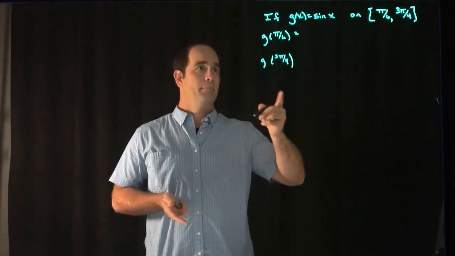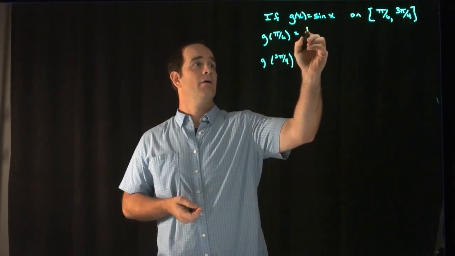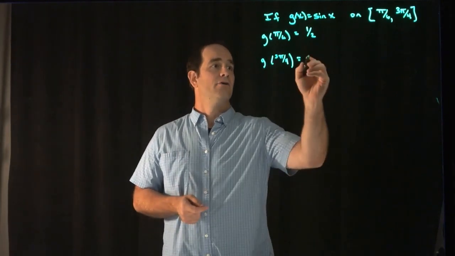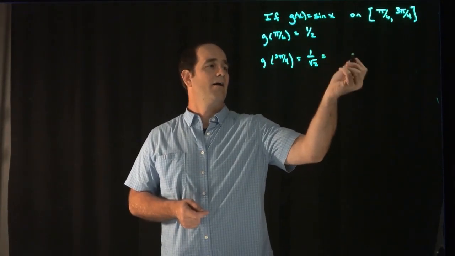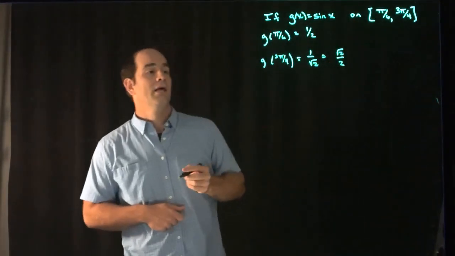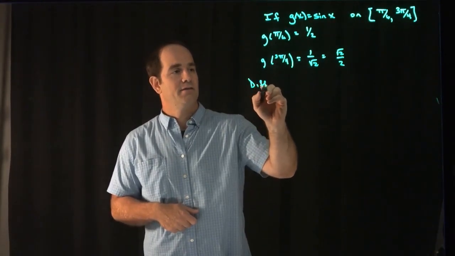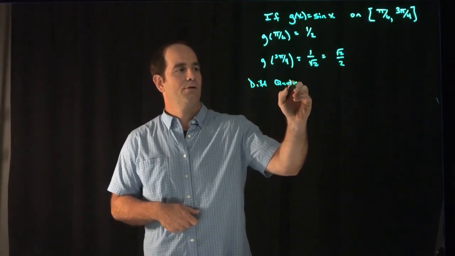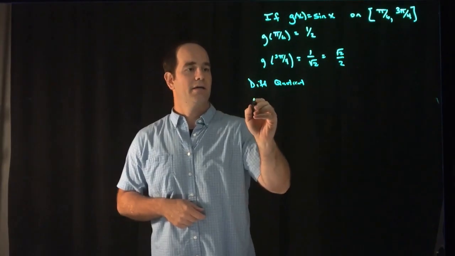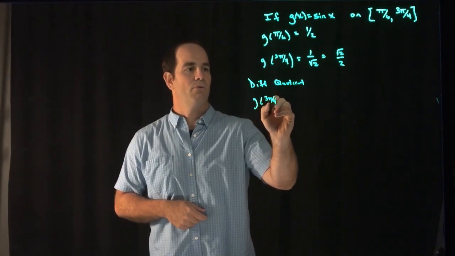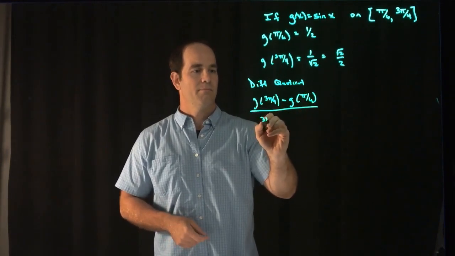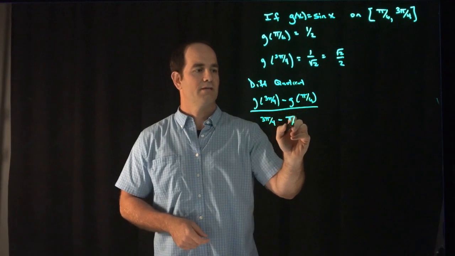Well, if you're at pi over 6 radians with sine, you have a value of 1/2. If you're at 3 pi over 4 radians with sine, you're going to be at 1 over the square root of 2. I recognize it's the same thing as square root of 2 over 2. Either one is fine. So if I'm going to try and calculate the difference quotient for g of x on this indicated interval, I need to take g of 3 pi over 4 minus g of pi over 6 divided by 3 pi over 4 minus pi over 6.